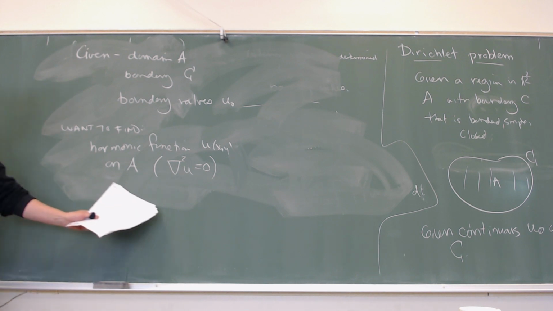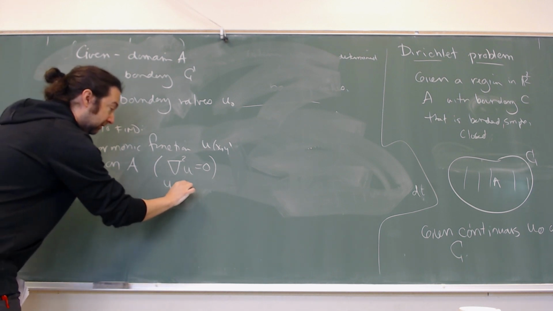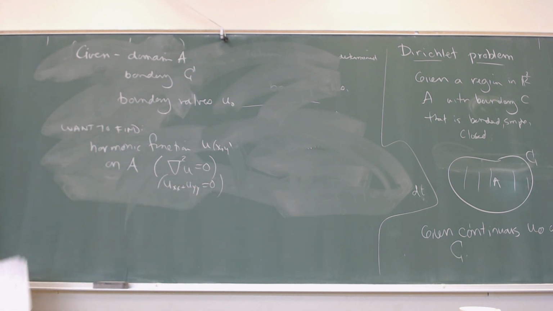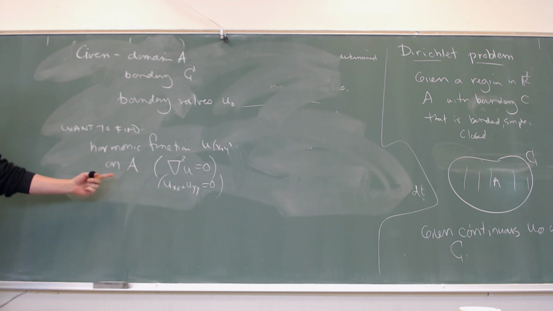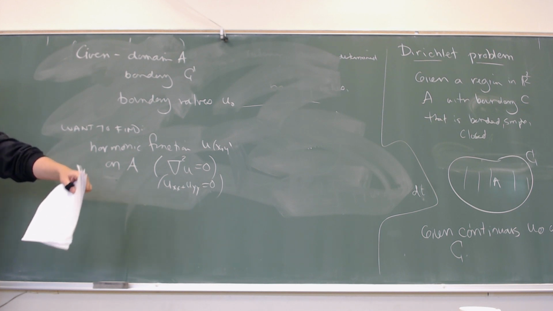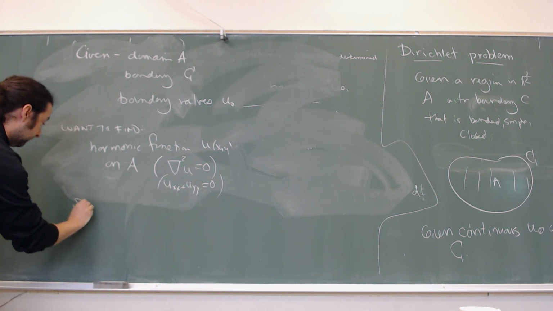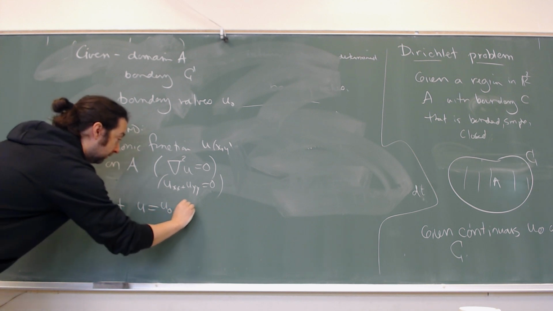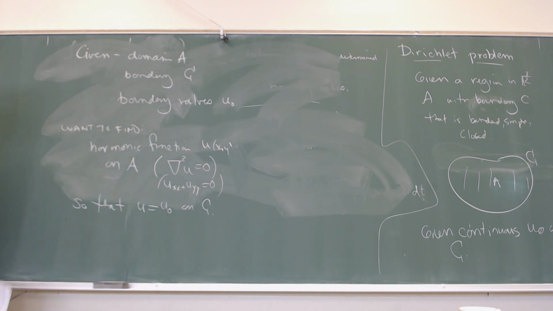Right, so that symbol means uxx plus uyy is equal to 0. It's the definition of harmonic. So you're looking for a solution to this differential equation on the interior that when you push it to the boundary, you recover those values that you were given. So that u is equal to u naught on C. The name of this question is the Dirichlet problem.